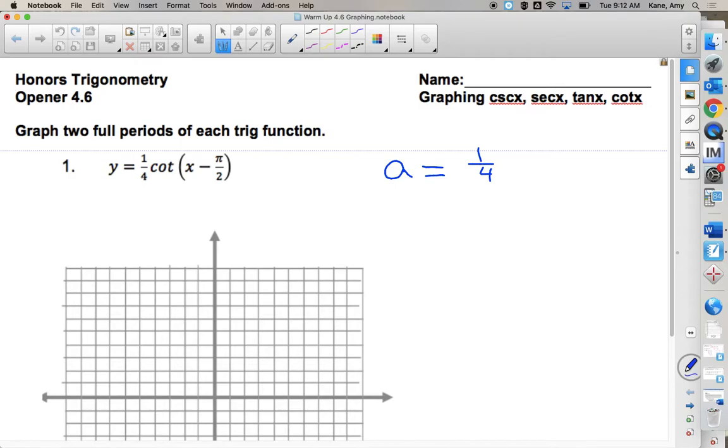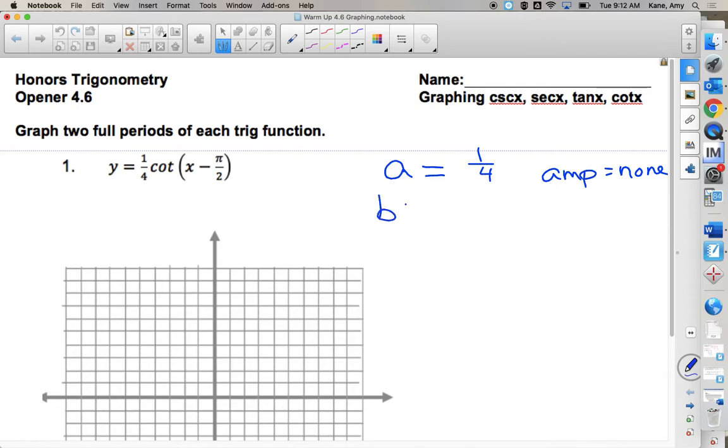That A only helps us get a second point to stretch the graph. It's not the amplitude. There is no amplitude. Even though there's an A value, there is never an amplitude because there's not a max. The amplitude stretches us to the max. Well, there is no max. So yes, there's an A value, and yes, we're going to use that, but there is no amplitude.